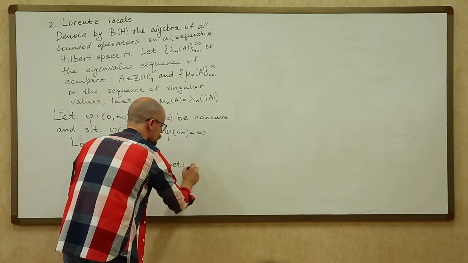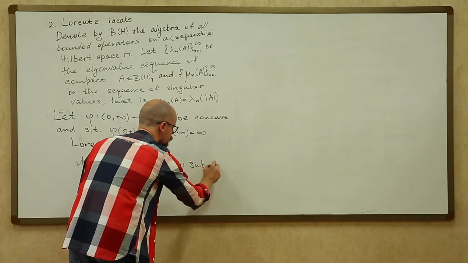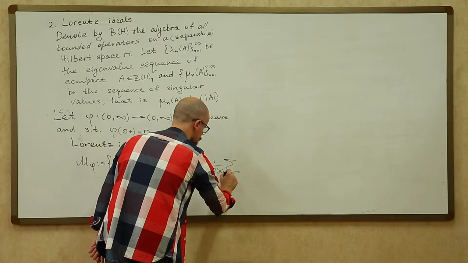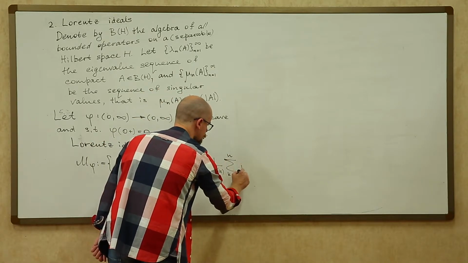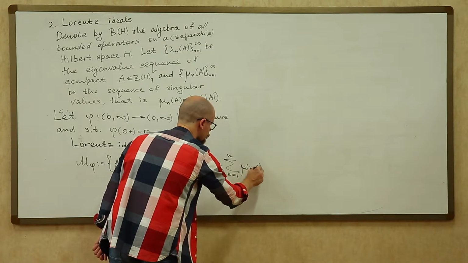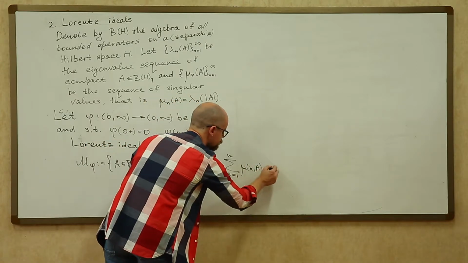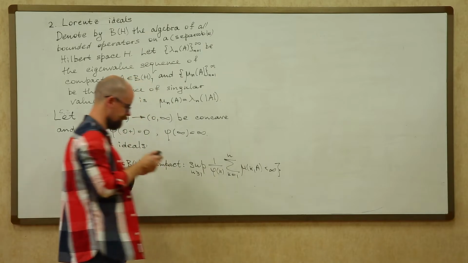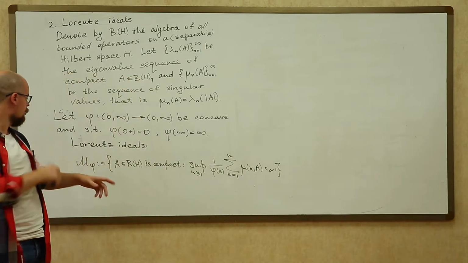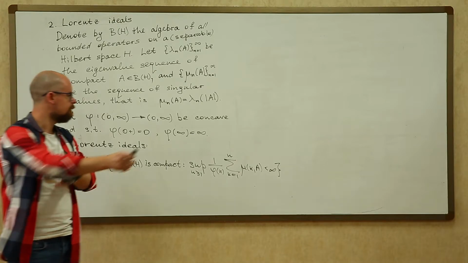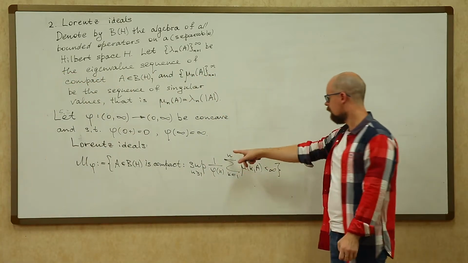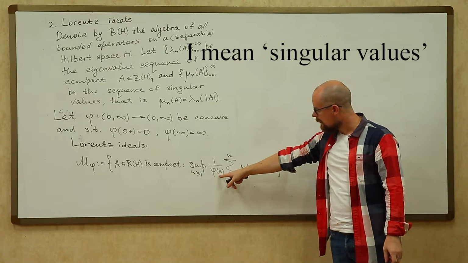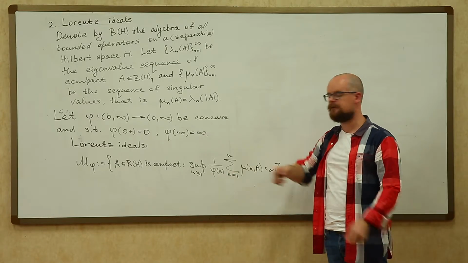such that the supremum of 1 over phi of n, the sum from 1 to n of mu k of A, is finite. So it consists of all operators such that the partial sums of the eigenvalues diverge as fast as the function phi.